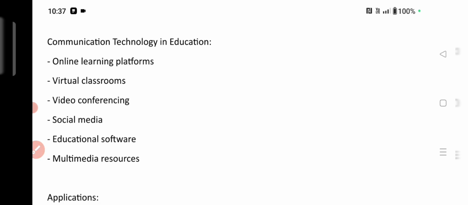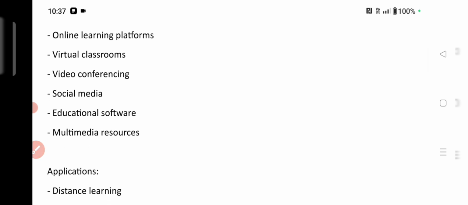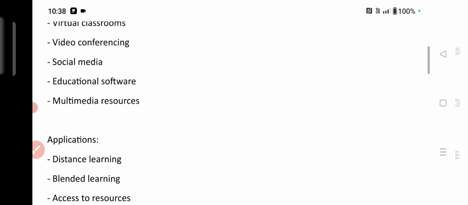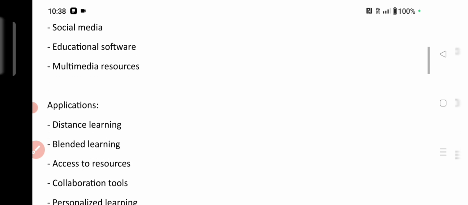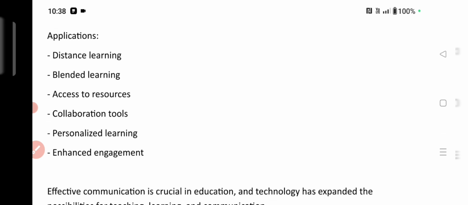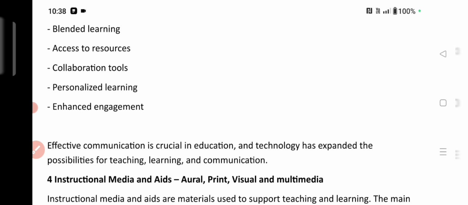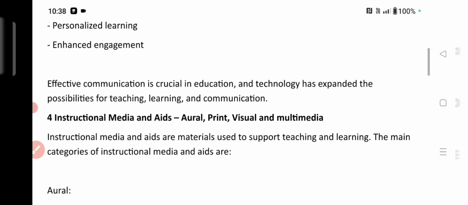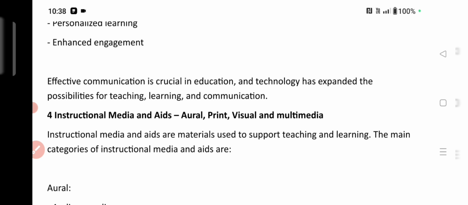So communication technology in education means online learning platforms, virtual classrooms, video conferencing and social media, educational software, multimedia resources. And then the applications are distance learning, blended learning, access to resources, collaboration tools, personalized learning and enhanced engagement. So to conclude, effective communication is crucial in education, and technology has expanded the possibilities for teaching, learning and communication.